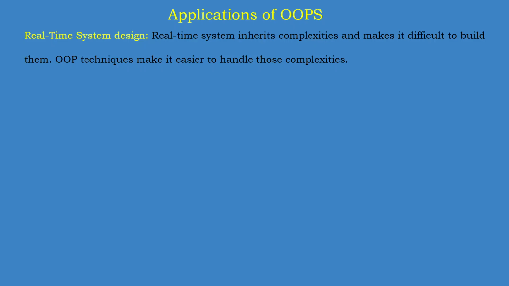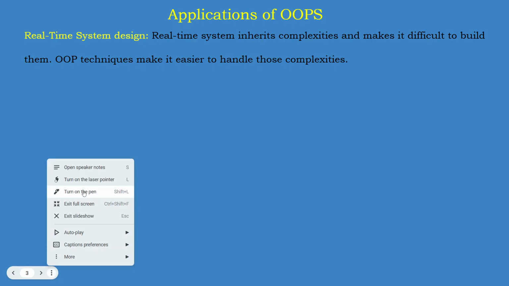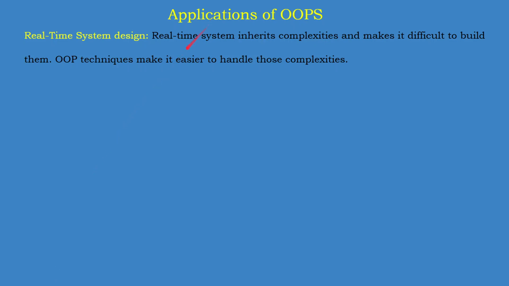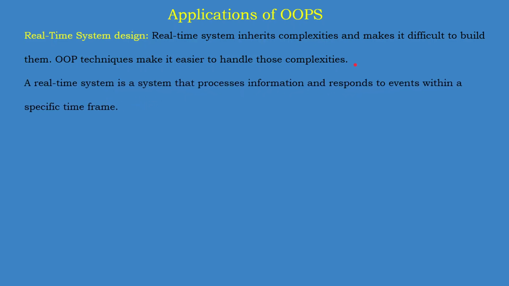Real-time systems design. Real-time systems inherit complexities that make them difficult to build. In those cases, the OOPS concept helps to handle those complexities much more easily. Real-time systems are systems based upon a time frame. A real-time system processes information and responds to events within a specific time frame. That means the system should respond within a short time span, otherwise the system will be a failure.